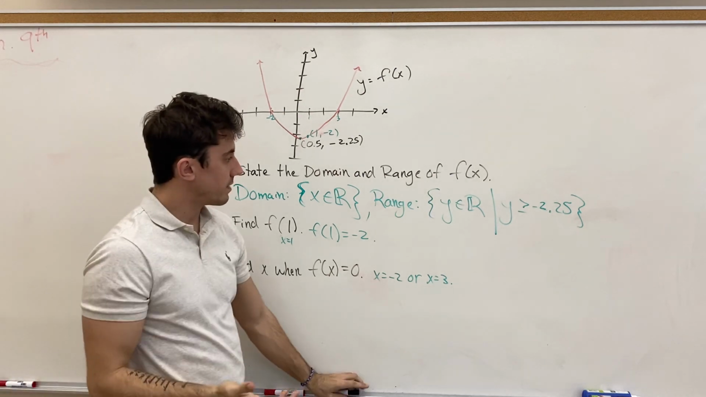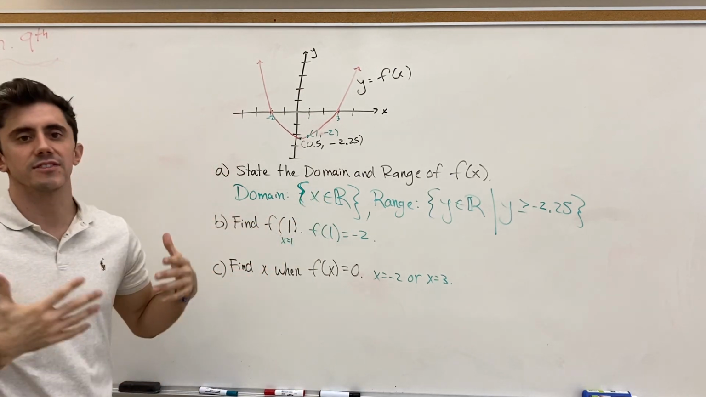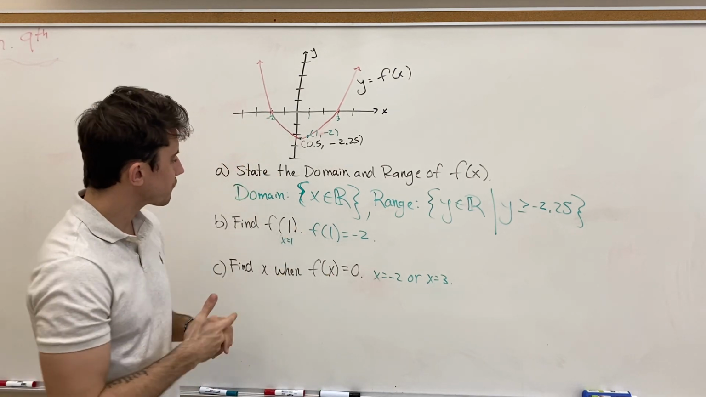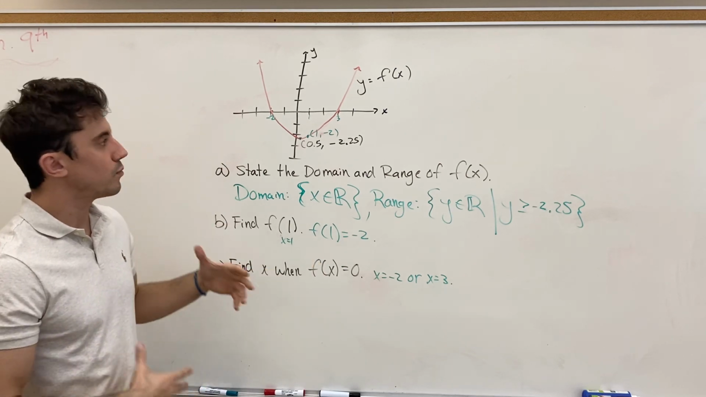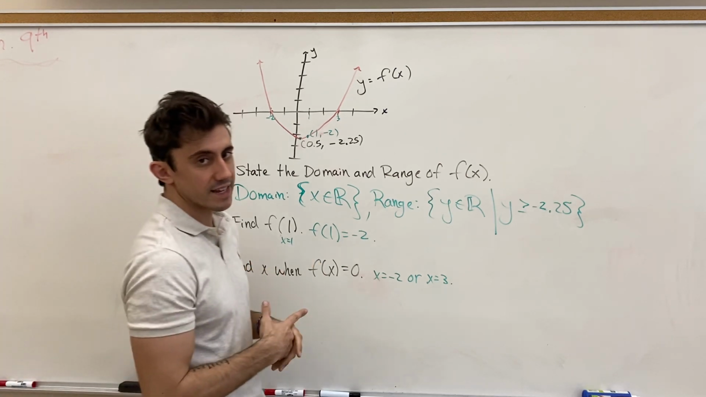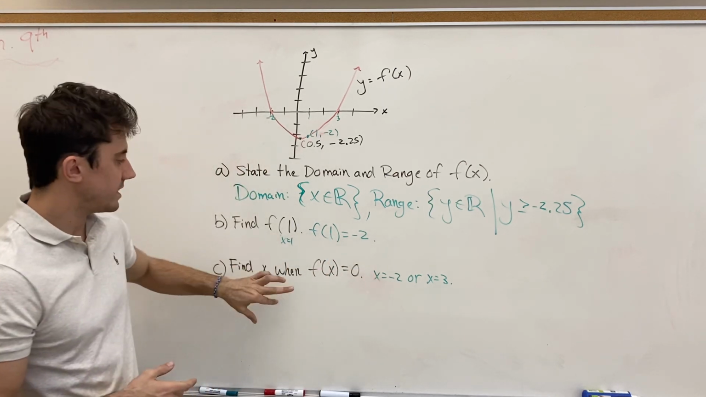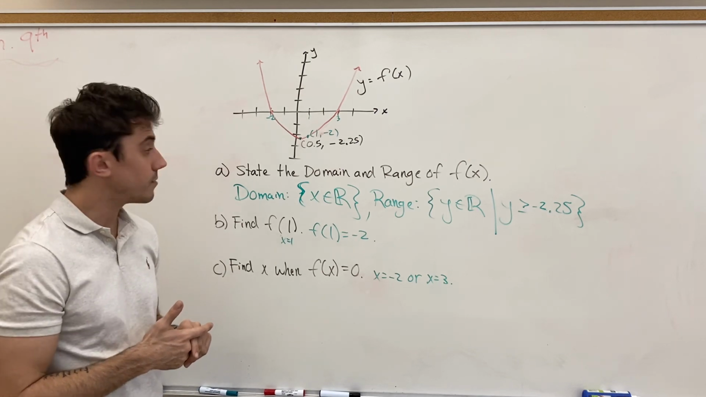So again, I hope this helps. Just a reminder to always write your domain and range in set notation, because these are sets of all possible values that x and y can take on respectively. f of 1 means the function evaluated at 1, which is oftentimes analogous to saying the y coordinate when x is equal to 1. And then C is just kind of the inverse of B, okay?